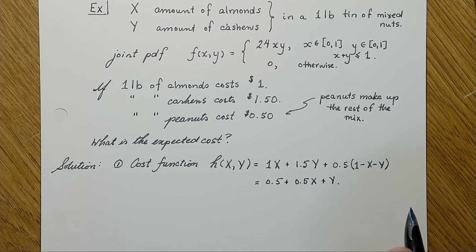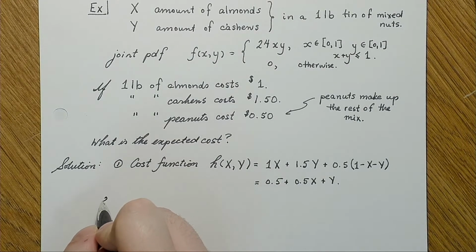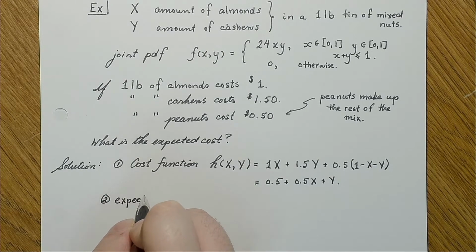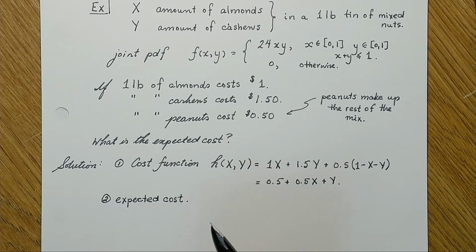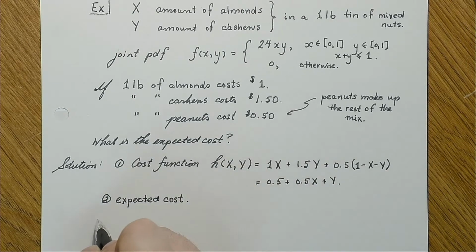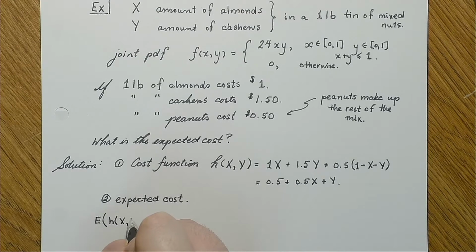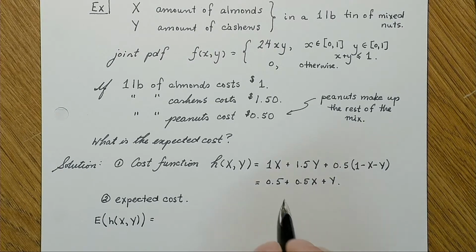Then step 2, expected cost. So what do we expect the expected cost of producing one of these 1 pound tins of mixed nuts to be? Then we do our expected value. So there's my function right there.